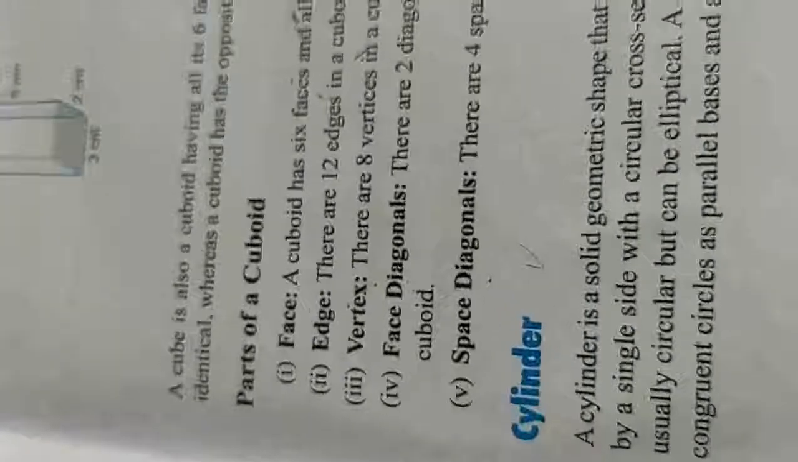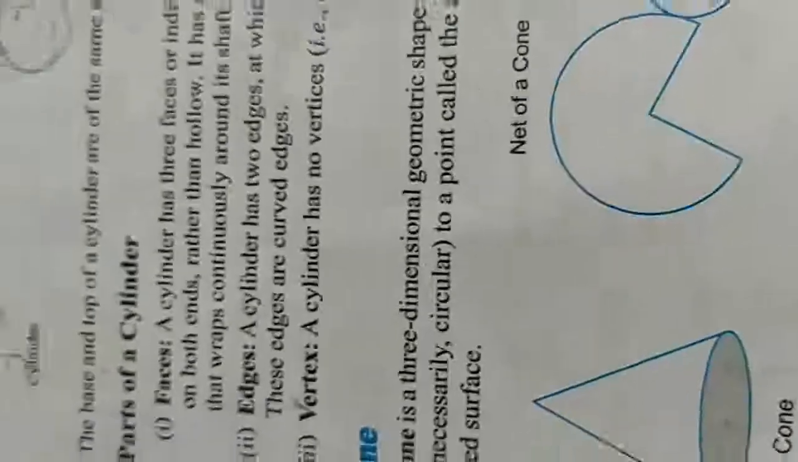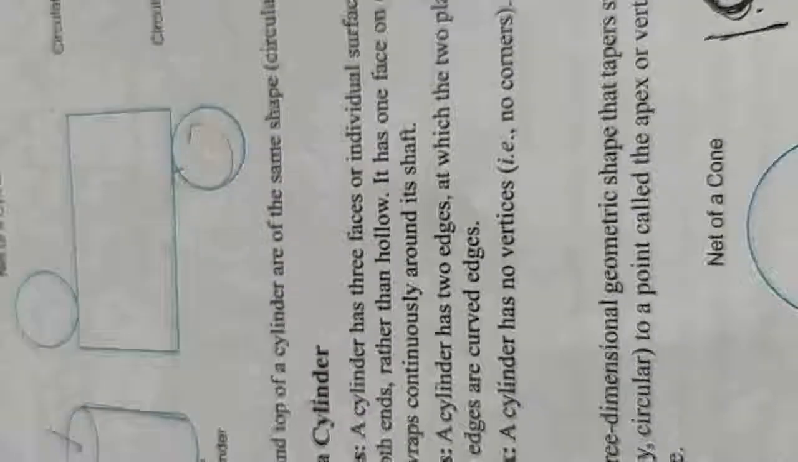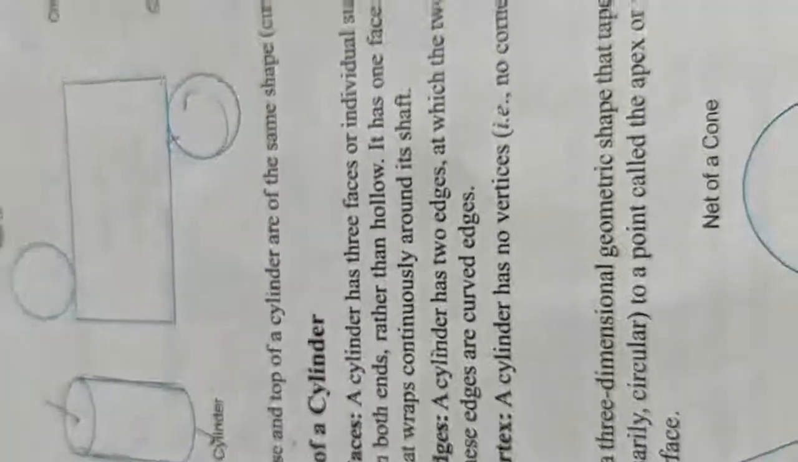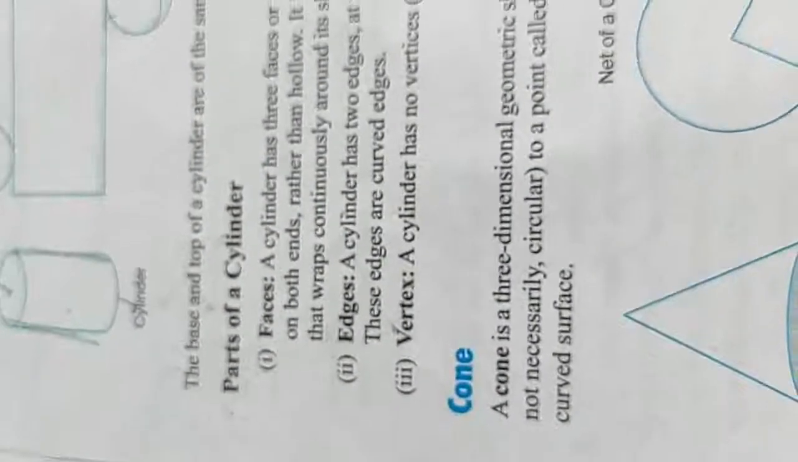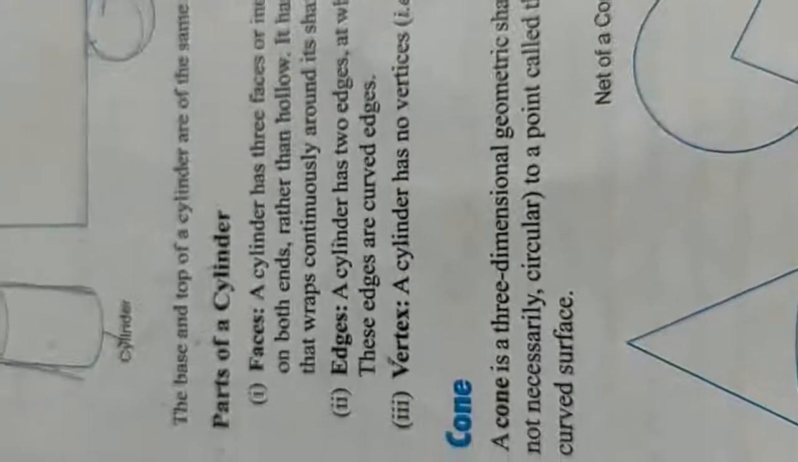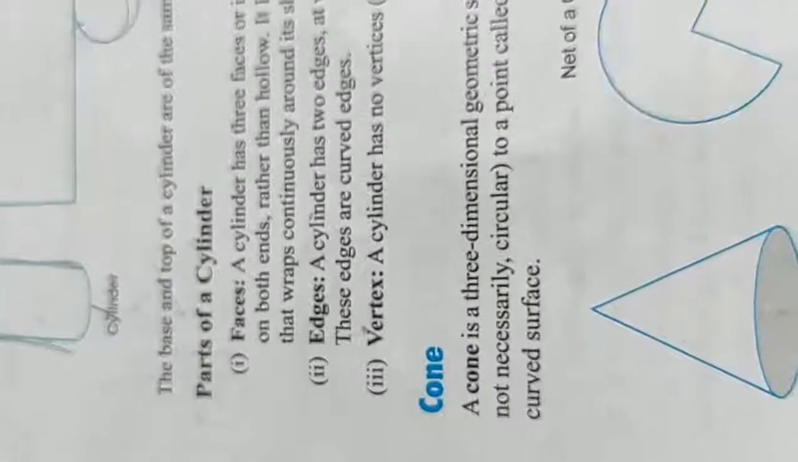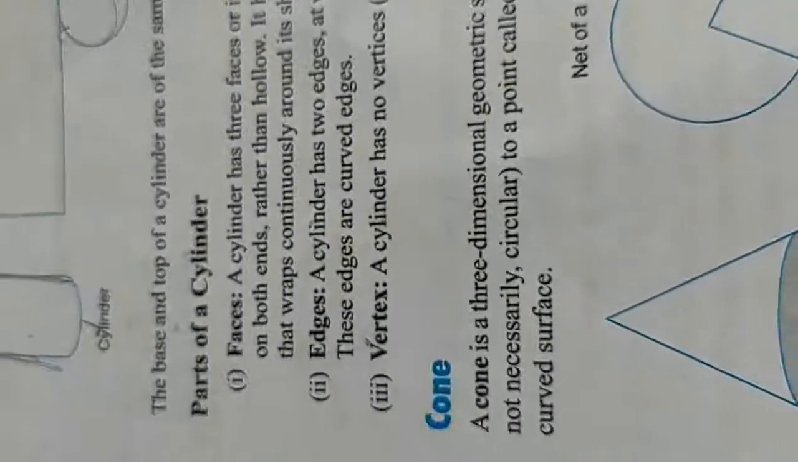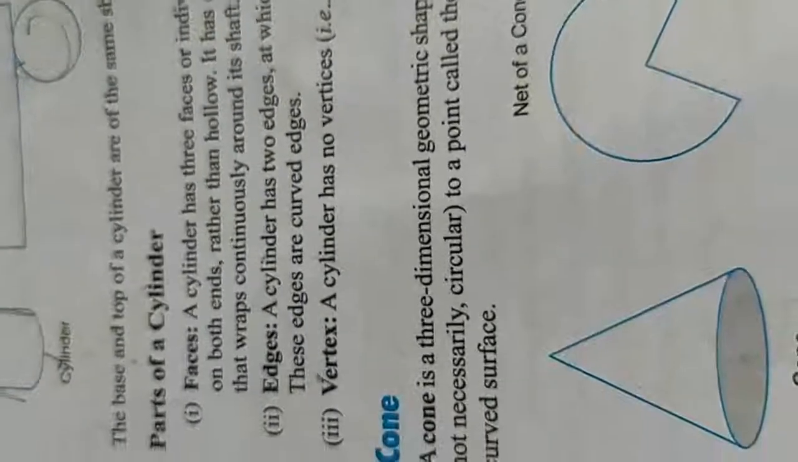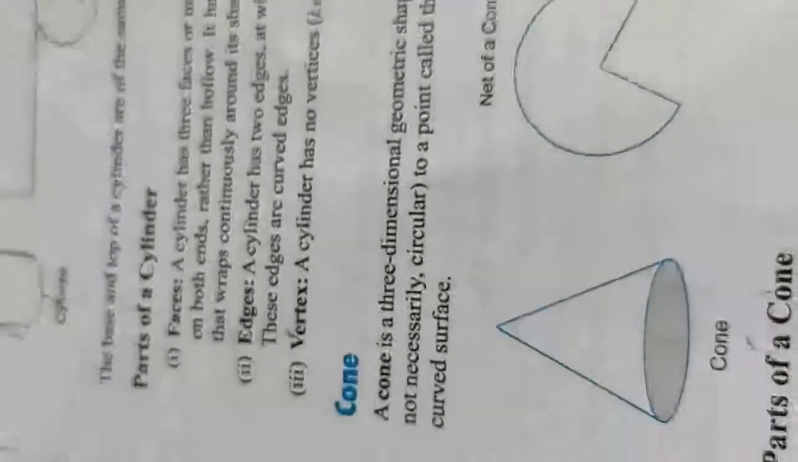Next shape is cylinder. Yes, a cylinder has 3 faces and 2 edges and no vertices, means no corner. Now cone. Cone has 2 faces, one curved face and one is flat face. Edge. A cone has one edge only, that is curved edge. Vertex. A cone has only one vertex.